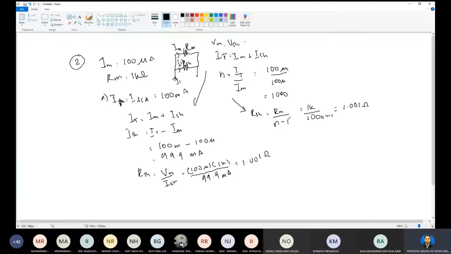Alright, so for part B, the full scale deflection is 1 ampere, given 1 ampere. Same, you can use the formula straightforwardly, or you can derive it, similar to before this.